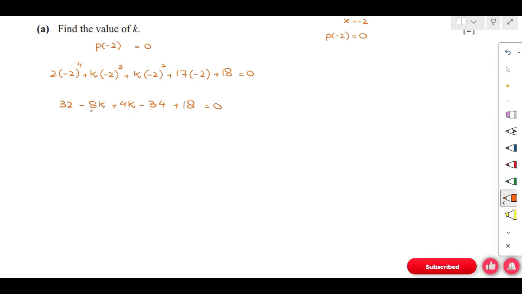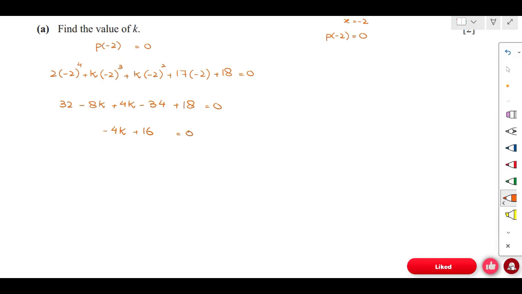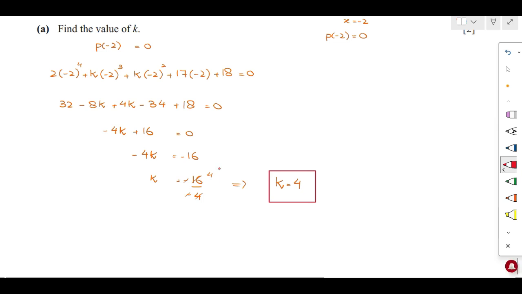Solve the k terms first. The k terms are minus 8k and positive 4k, which is minus 4k. Now solve the constants: 32, minus 34 and positive 18 give plus 16. So minus 4k plus 16 equals 0. Shift the 16 to the other side, so k equals negative 16 divided by negative 4. The negatives cancel, and 16 divided by 4 is 4. From here we get the value of k, which is equal to 4.